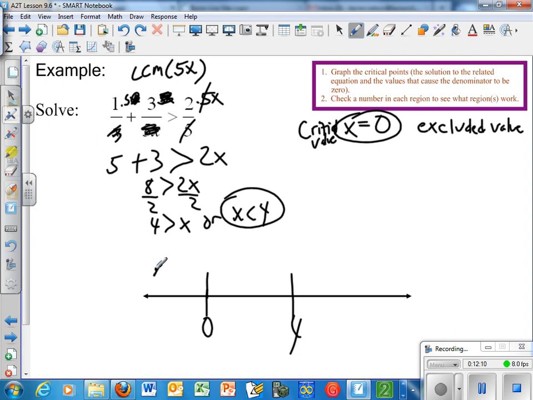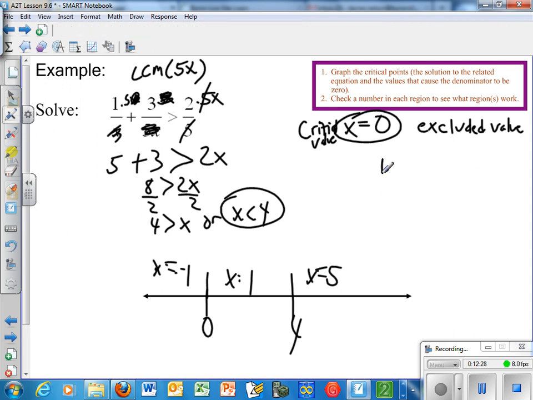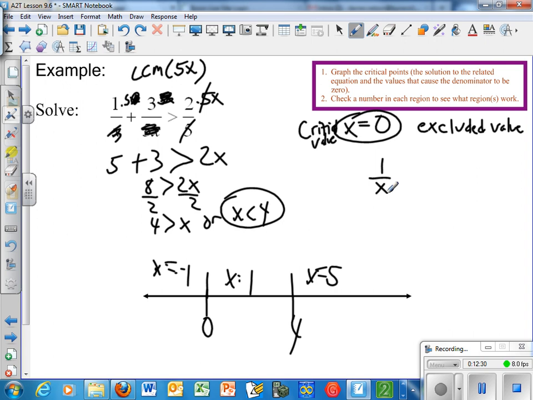But if you tried x equals negative 1 here, x equals 1, 1 and negative 1 are good numbers to try, and then let's try x equals 5 over here, which is something bigger than 4. Okay? So let's see what happens. We're going to plug this into the original that we had, which is 1 over x plus 3 over 5x is greater than 2 over 5.